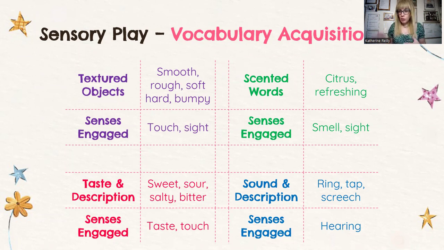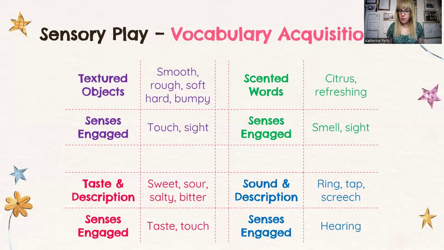So some ideas that I also have in the handout, you can try out textured objects in the first lesson. Smooth, rough, soft, hard, bumpy. What senses have we actually worked on this time? Touch and sight. Then you have scented words like citrus, refreshing, and this is where other senses start playing a role, smell and sight. Taste and description. You have sweet, sour, salty, bitter.